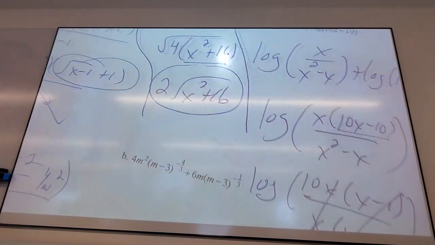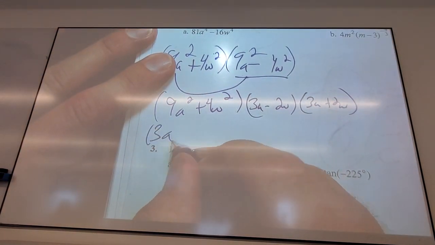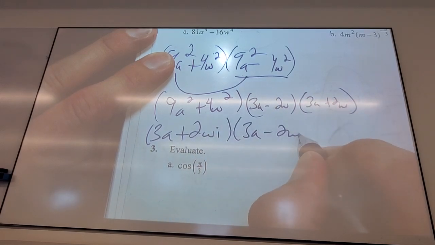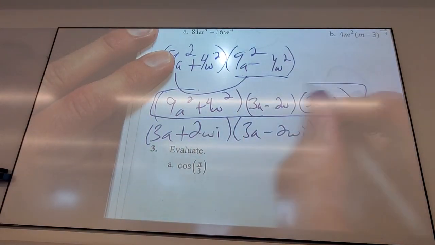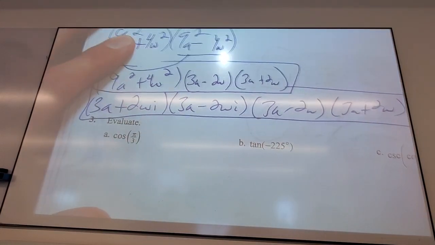So this one, I could do this. 3a plus 2wi, 3a minus 2wi. But if you got to here, I'm a happy person. If you got to here, I'm actually like, holy shit, that's amazing.